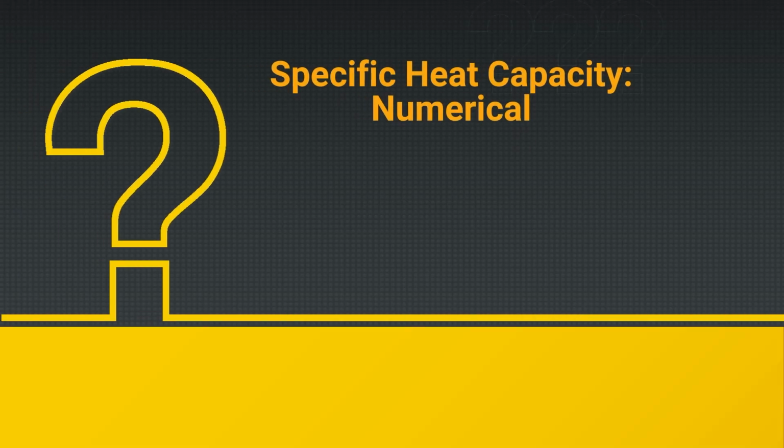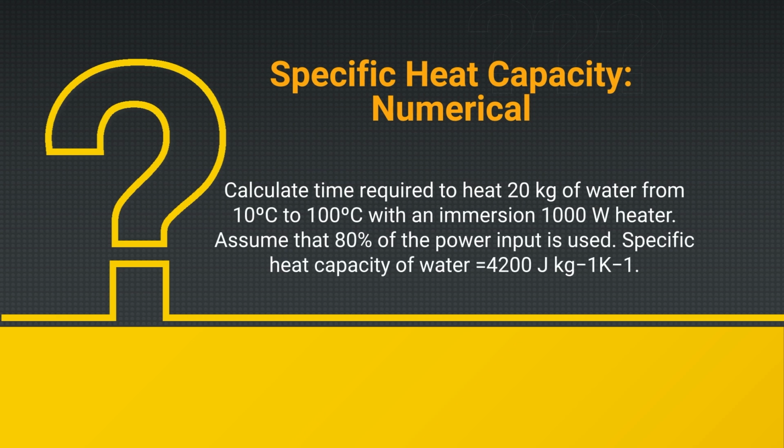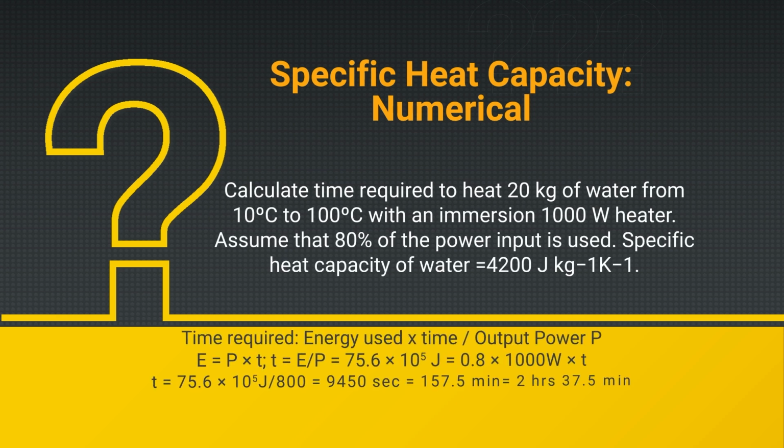Let us take this example, how much time it will require, for example. So time required generally is energy consumed divided by output power, how much power output you had given. That was 0.8, I told you 80% was the output. So energy consumed was 75.6 into 10 raised to the power 5 joules is equal to 0.8 into 1000 watt into time. So time comes 9450 seconds. So that means 2 hours 37.5 minutes.